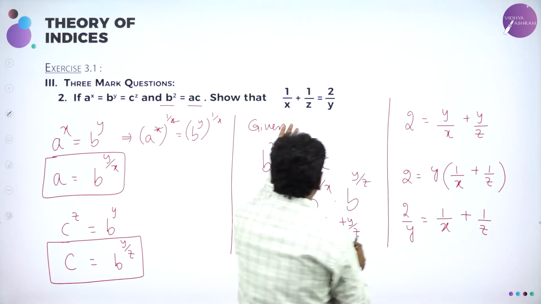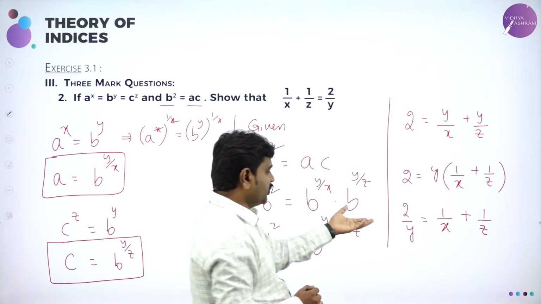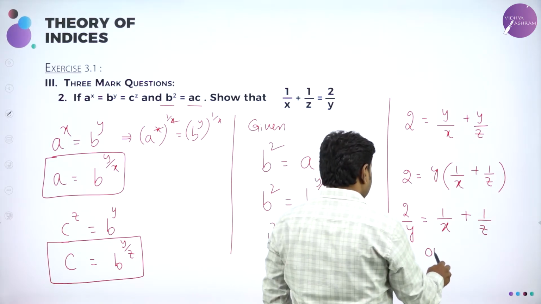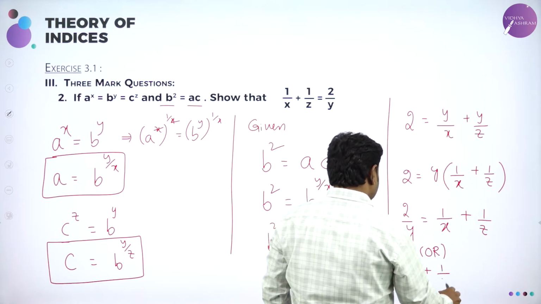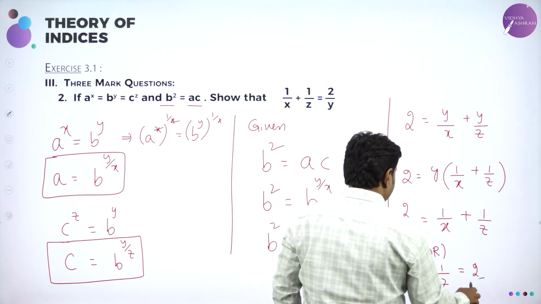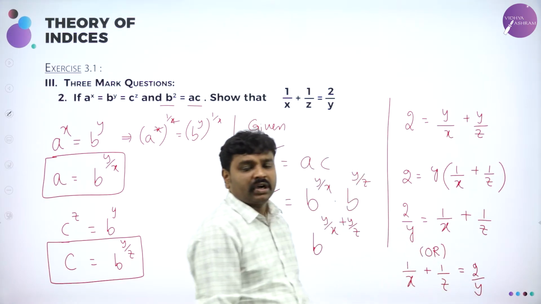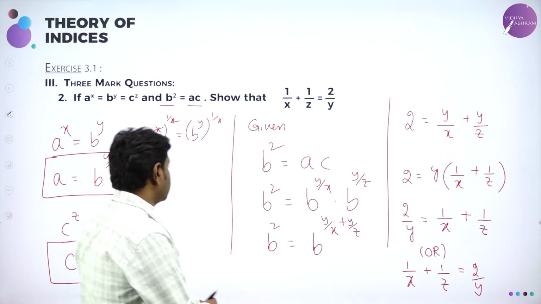Hence the proof. That's what we need to prove. 1 by x plus 1 by z is 2 by y. So vice versa, you can say 1 by x plus 1 by z is equal to what? 2 by y. Hence the proof. I hope all of you understood this. Next.